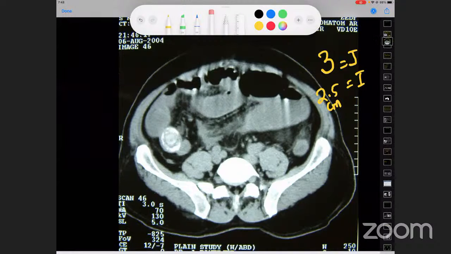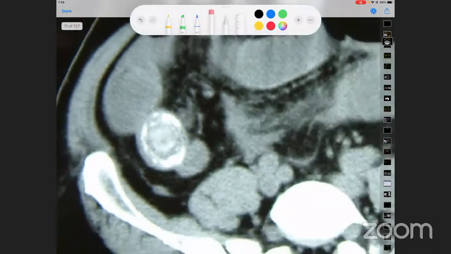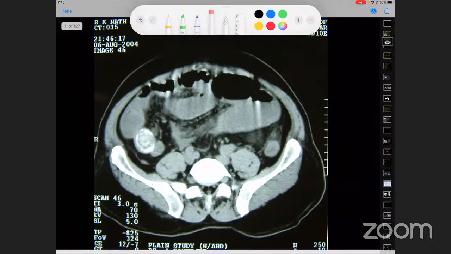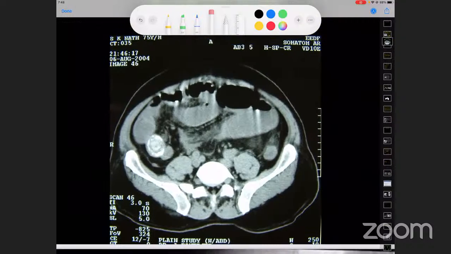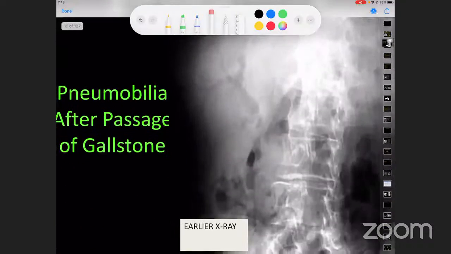There is a radiodense lesion. You could also see the radiodensity has a circle in circle appearance. So it is probably a stone, a gallstone, which is obstructed somewhere in the small bowel, causing a small bowel obstruction. Excellent.